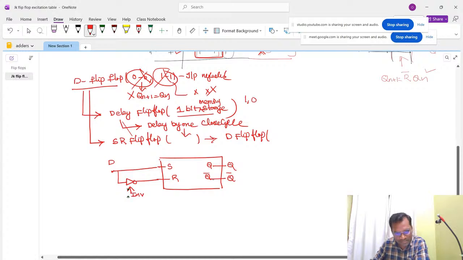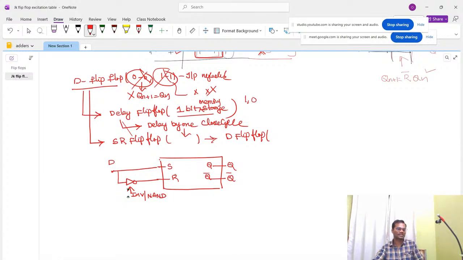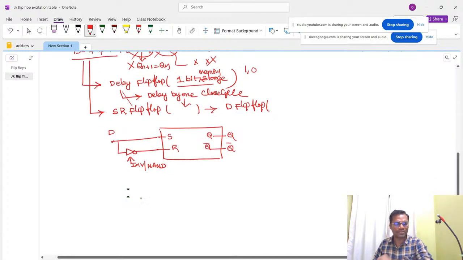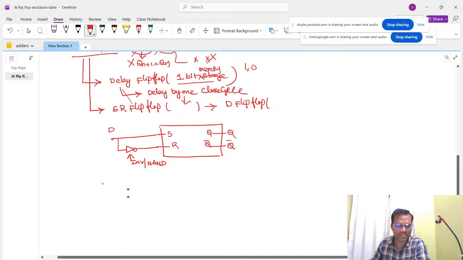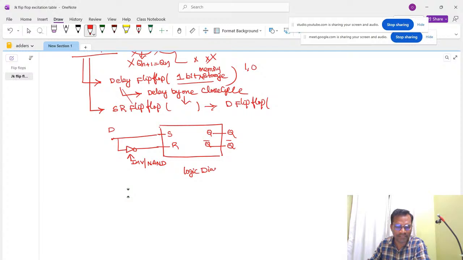If you are constructing this SR flip flop with NAND gates, then you can take this also with one more NAND gate. That depends upon how you design this SR flip flop. So this is how we are going to get the input. Now let us try to design. This is called the logic diagram of a D flip flop. Very simple. We'll be having an SR flip flop.